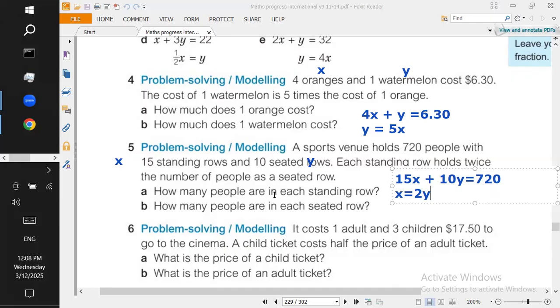This one needs to be understood. Each standing row holds twice the number of people as a seated row. So a seated row should be two, and the standing should be one. Okay, that's the whole idea.